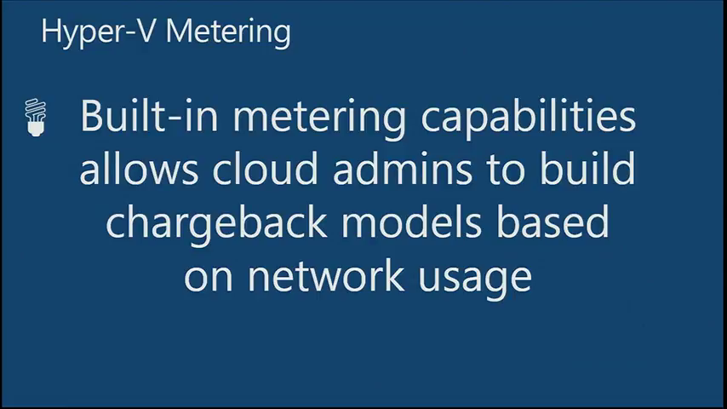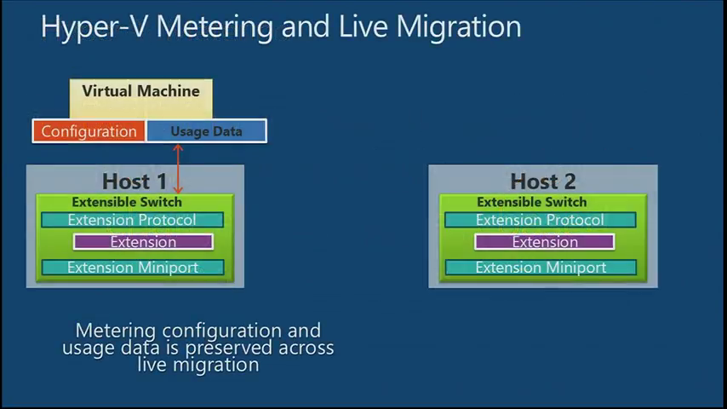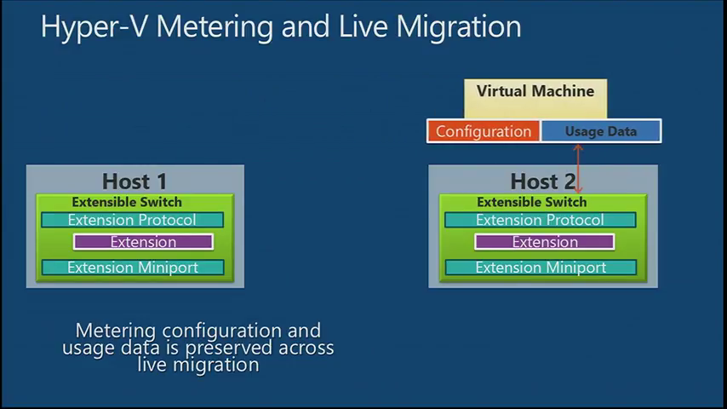Metering is built into Hyper-V. Networking is part of that, and we can build charge back on that. Metering is implemented as a port access control list. Same thing as we talked about before, the metering data and usage data is preserved across a live migration, so I can set an access control list on a virtual machine and have that data preserved as it moves around your data center environment. You don't have to worry about reconfiguring stuff when it moves. That configuration and that usage data moves with it.